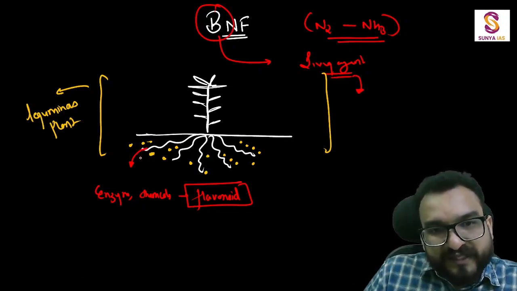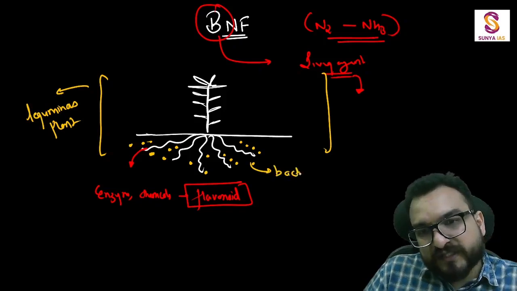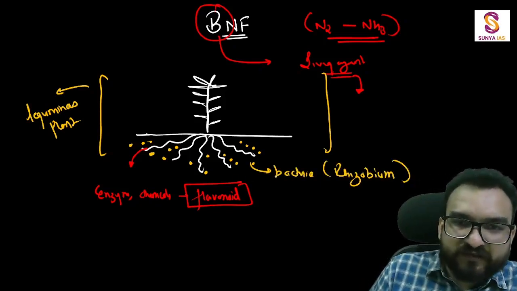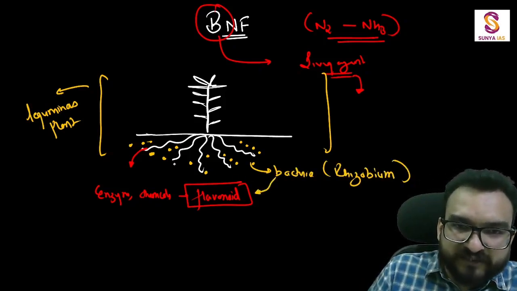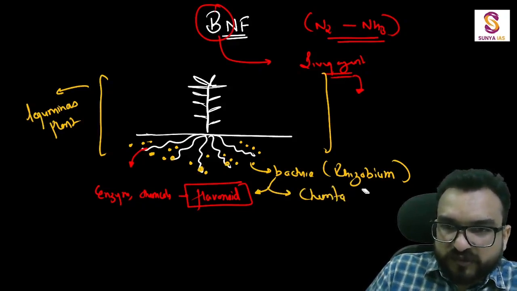By these chemicals, these bacteria, the yellow part is your bacteria, especially Rhizobium, you must have heard this. Rhizobium will be attracted and will follow these chemicals, and they will come towards these roots. This type of movement is known as chemotactic movement, the movement because of chemical.